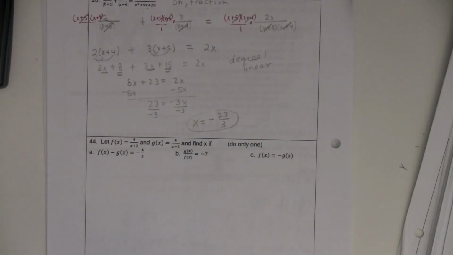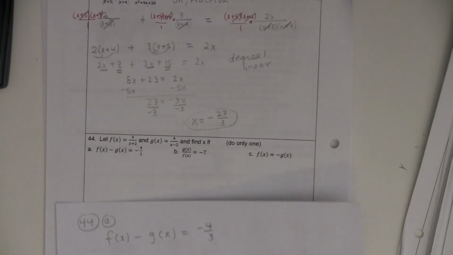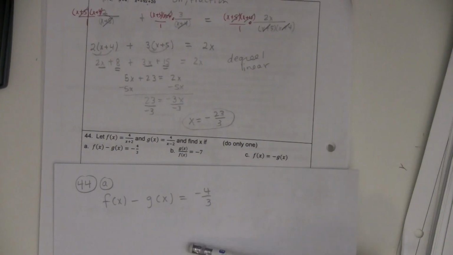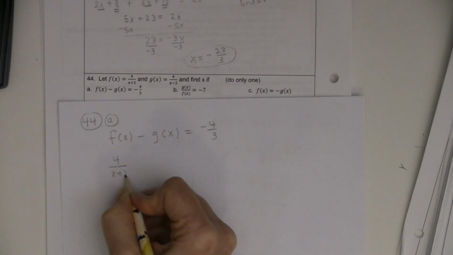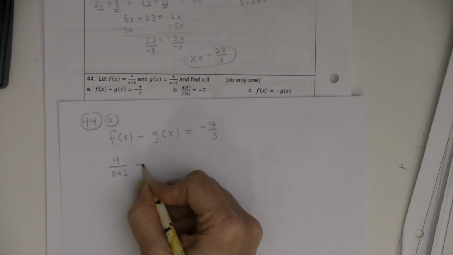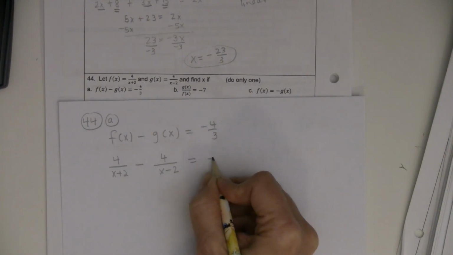We'll give a try here also, can't help myself, to 44 part A. So f at x minus g at x equals negative 4/3. So what we're going to be putting in for f at x is 4 over x plus 2 minus, and what we're going to be putting in for g of x is 4 over x minus 2 equals negative 4/3.